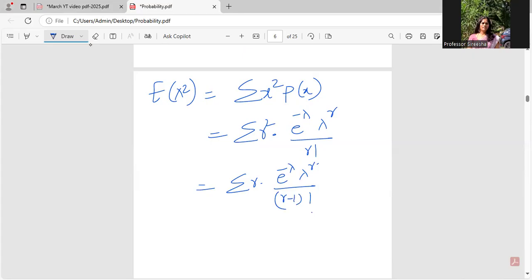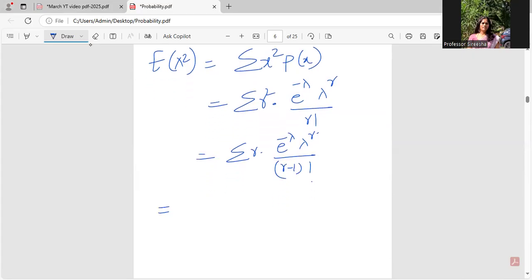Now this r, whatever is remaining, I can rewrite as summation of r minus 1 plus 1. If you ask why I am writing this, it is just to maintain the uniformity. E power minus lambda has nothing to do with this summation. Of course, the summation ranges from r equal to 0 to infinity. Here one r has gone off, so this ranges from 1 to infinity, because negative number factorials don't exist. Lambda power r by r minus 1 factorial.